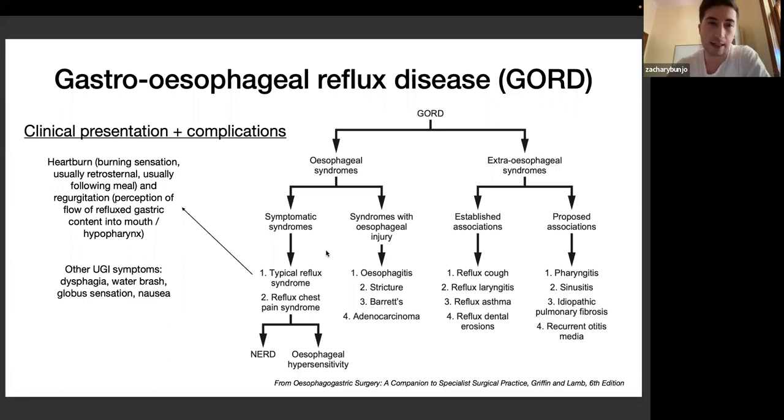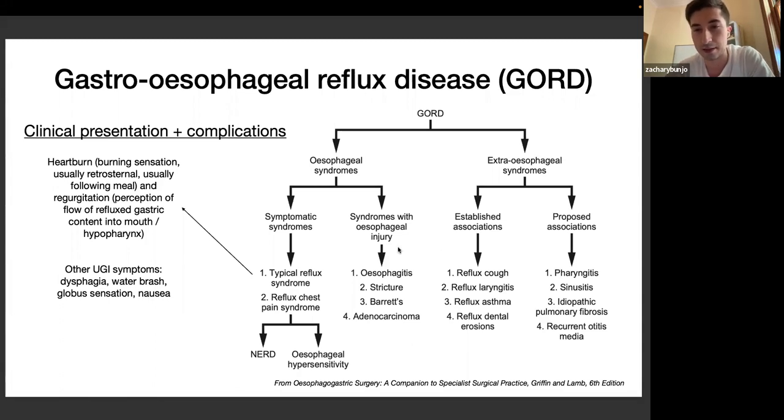The classic presentation is heartburn, so typically a retrosternal burning sensation, typically postprandial, as well as a component of volume regurgitation. Other more non-specific symptoms can include dysphagia, water brash, that's excessive salivation, a bit of a globus sensation and nausea.